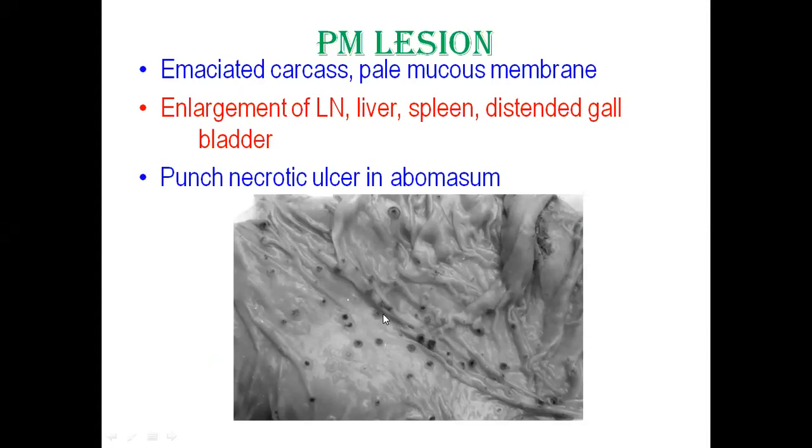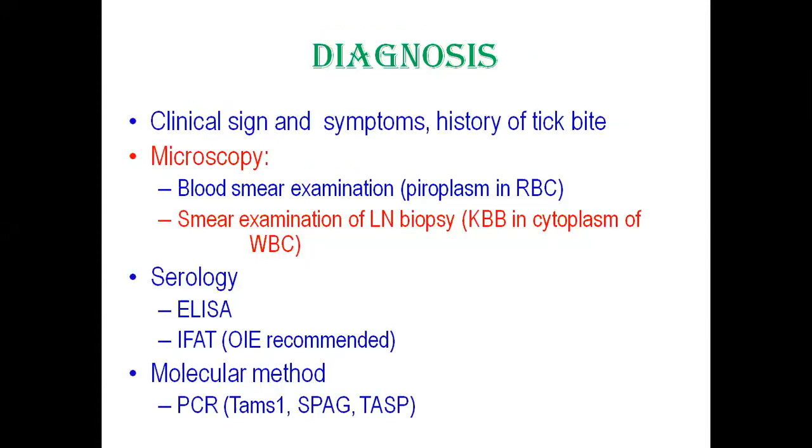This is the pathognomonic lesion, the punched-out necrotic ulcer, because ultimately those macrophages which are infected by Theileria schizont, they necrose, especially in the abomasal wall. So once they necrose, there will be pinpoint necrosis known as punched-out necrotic ulcer in the abomasum. So let's come to the diagnosis.